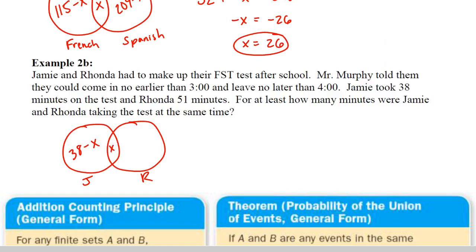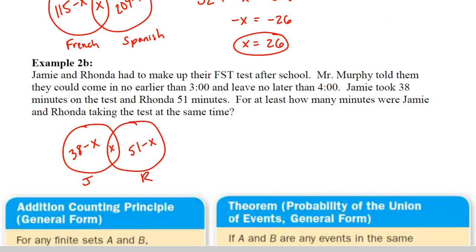And for Rhonda, it took her 51 minutes to take the test. Again, some of that is overlapped with Jamie taking the test. So if we want to find out how much time it took for just Rhonda to be in the room taking the test, we would subtract her overlapping amount with Jamie.